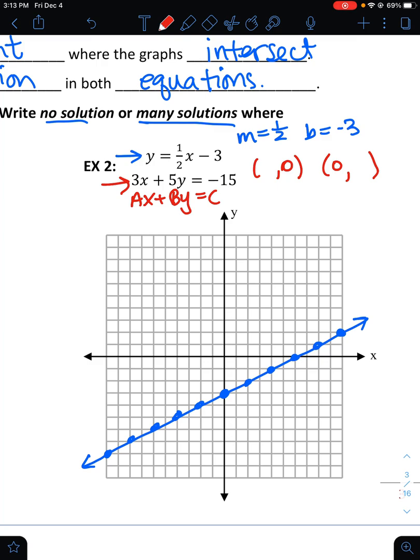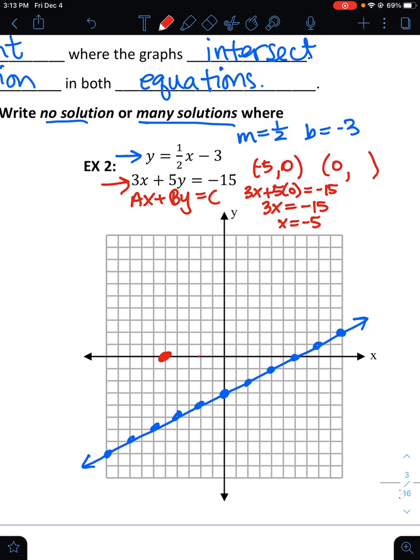Plug a 0 in for y. So that's going to be 3x plus 5 times 0 equals -15. Of course, 5 times 0 is 0, so you can just not write that. And then 3x equals -15, divide both sides by 3, we get a -5. So my x-intercept is -5, 0, so I'm going to graph that. So go left 5, and 0 is right there.